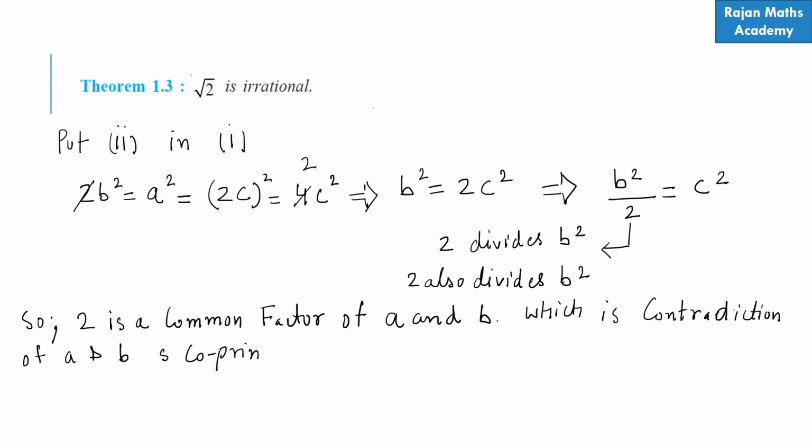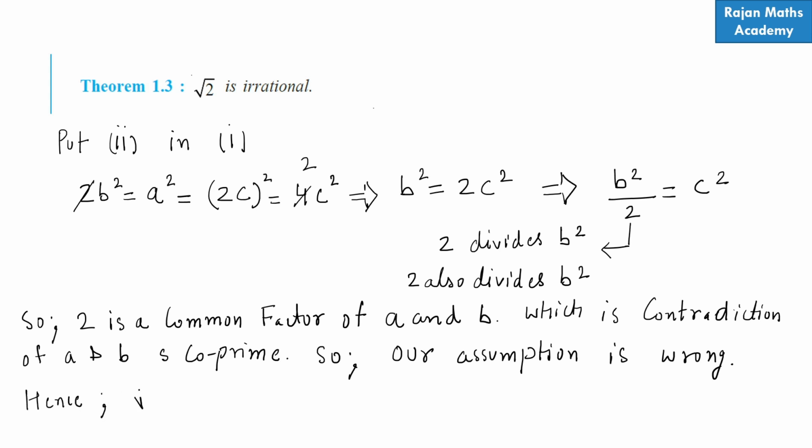So our assumption is wrong. Hence, root 2 is an irrational number.